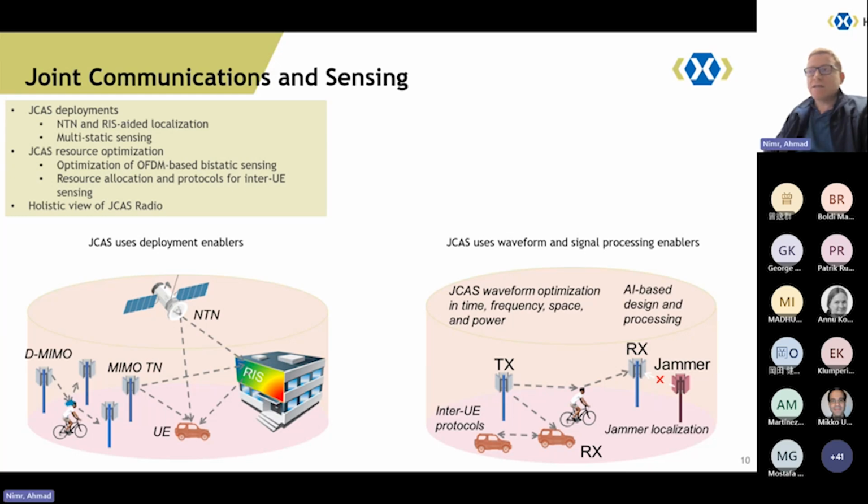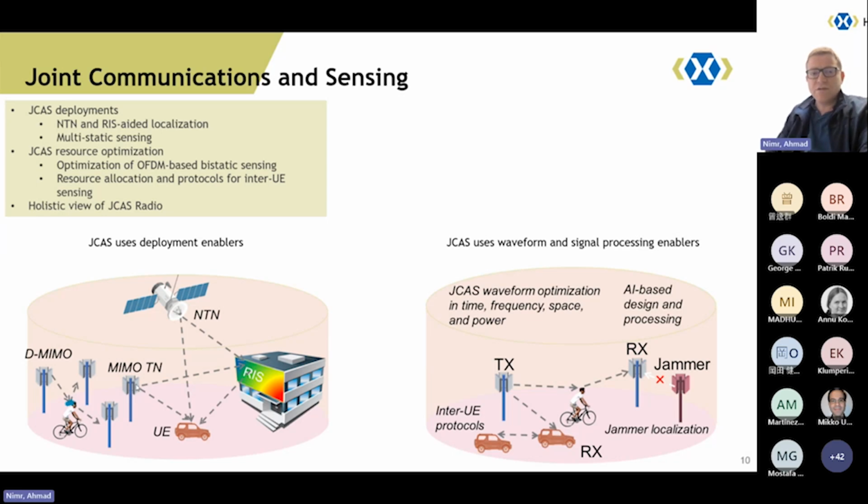Regarding joint communication and sensing, we focused on providing a holistic view on JCAS from two aspects. On the one hand, by exploring the deployment options where sensing is performed using the communication infrastructure, and is associated with other enablers. So we studied different enablers like NTN, MIMO, RIS, and what kind of combination can make sense to be used for sensing.